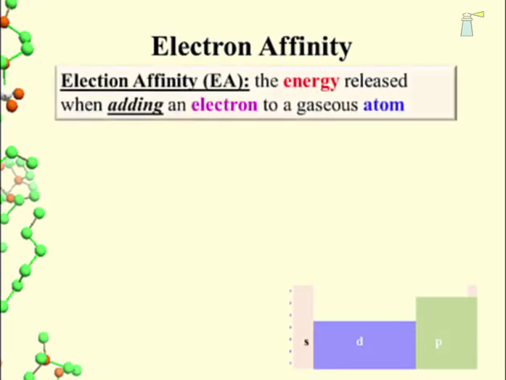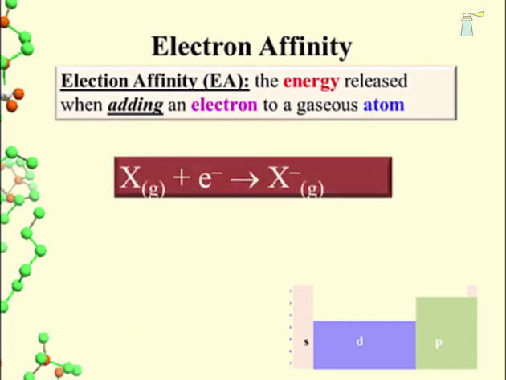Our next trend is electron affinity, or liking for, EA for short. EA is really the opposite of IE. It is the energy released when adding an electron to a gaseous atom. The general formula has some atom X accepting the electron and becoming a negatively charged anion. The anion has one more electron than proton, producing a -1 charge.